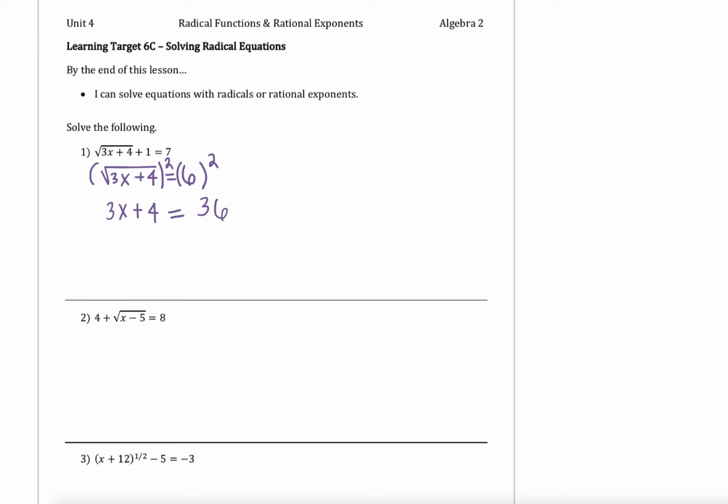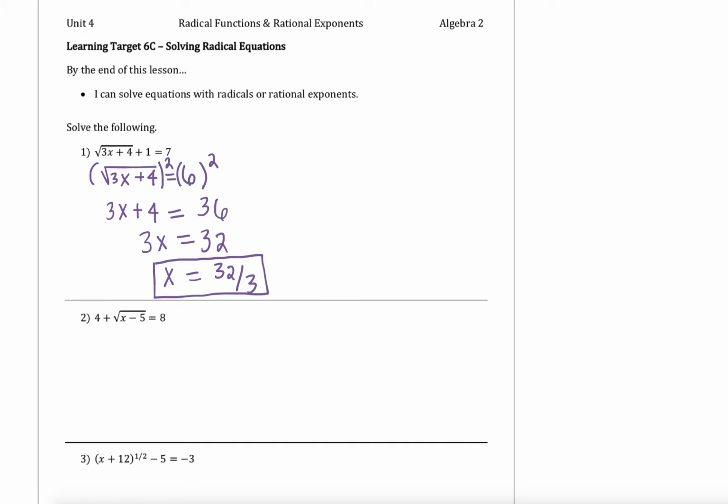Now that I've gotten rid of the square root sign, I'm going to solve this just like I would any other equation. So we're going to subtract the 4 to the other side and then divide through by 3. And we were able to get x to be equal to 32 over 3 then. Let's look at our next example.